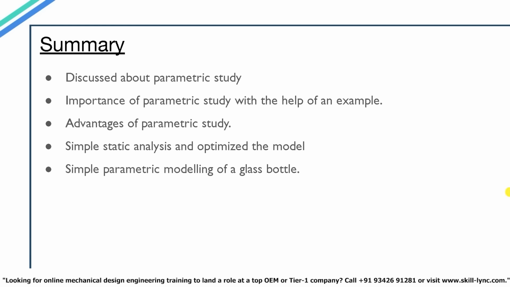So let's have a summary of all the topics that we had covered in this video. In the beginning of the video, I explained what a parametric study is. After that, I explained the importance of a parametric study with the help of an example. We then discussed the advantages of a parametric study. After this, we performed a simple static analysis and optimized the model based on the constraint and goals we set. In the end, we also did a simple parametric modeling of a glass bottle.